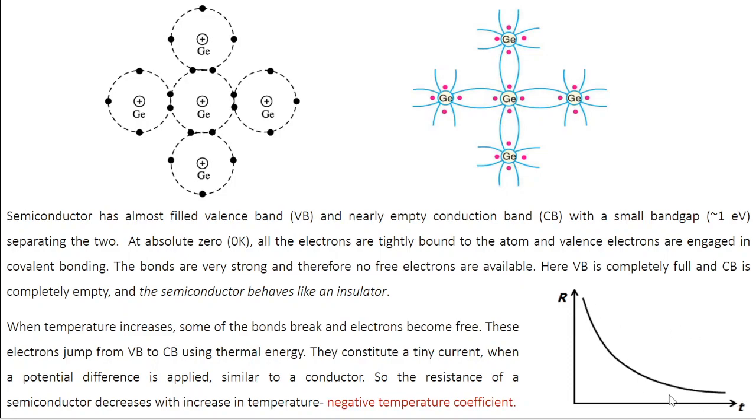You can see from this graph, when you increase temperature, the resistance is going to decrease. On the other hand, if you take a conductor, when you increase temperature, its resistance increases. So this is one fundamental difference between a conductor and a semiconductor.